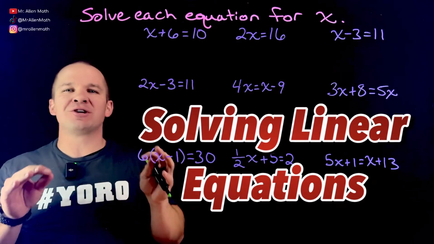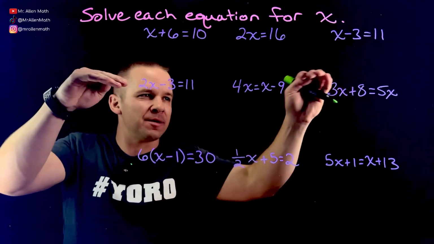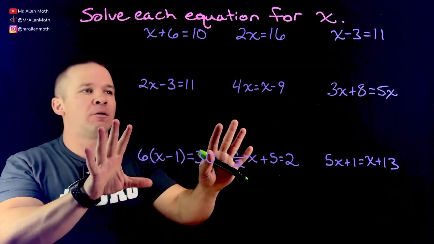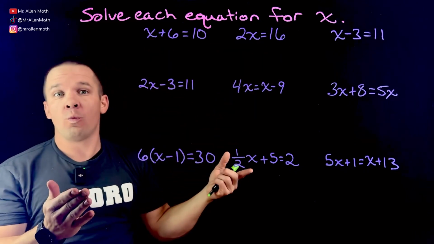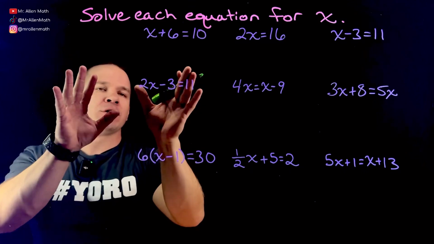Mr. Allen here with some solving of linear equations. We've got one-step equations, some two-step equations, and a little bit of fun stuff at the end here. Nine of them in total, three by three. Let's get it popping. All right, first one.